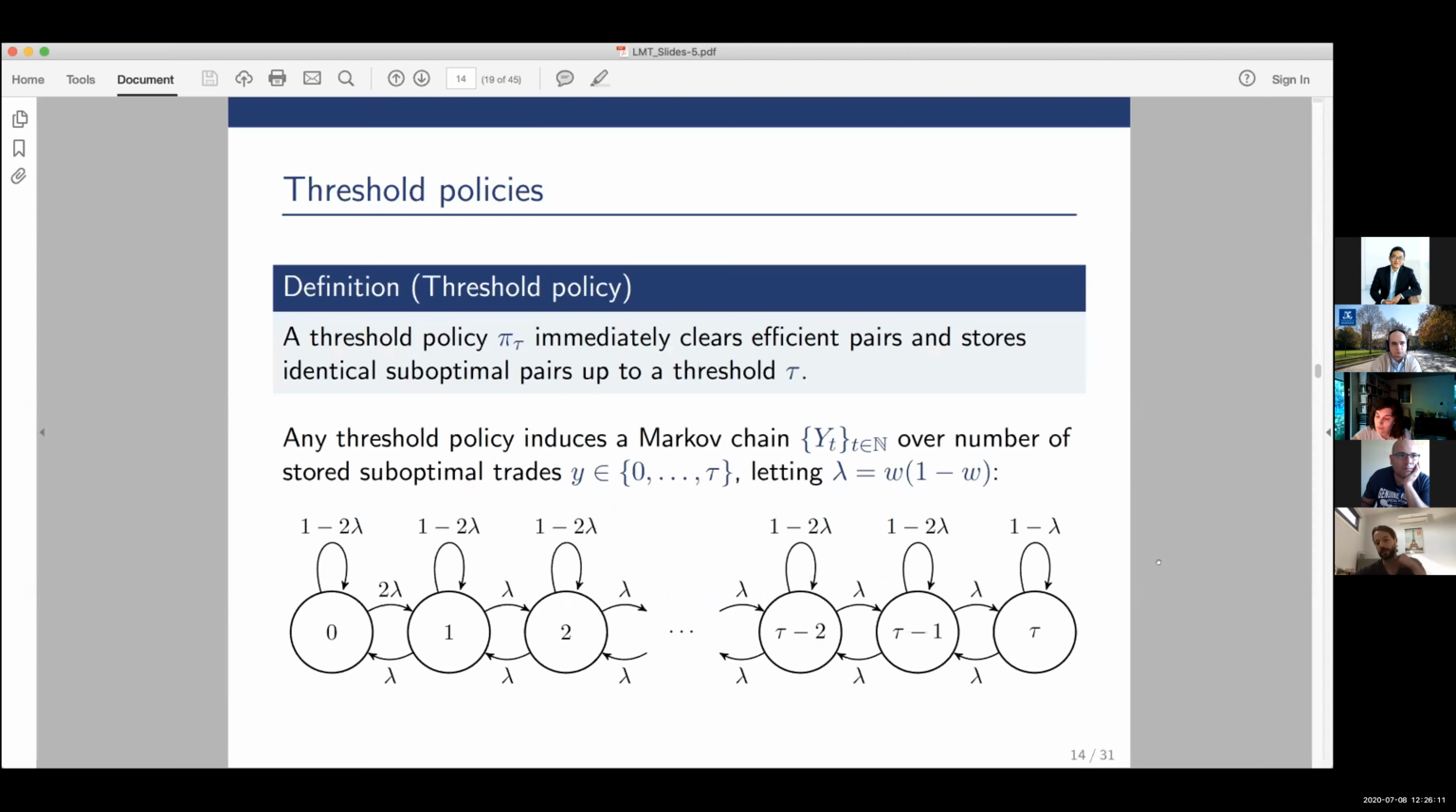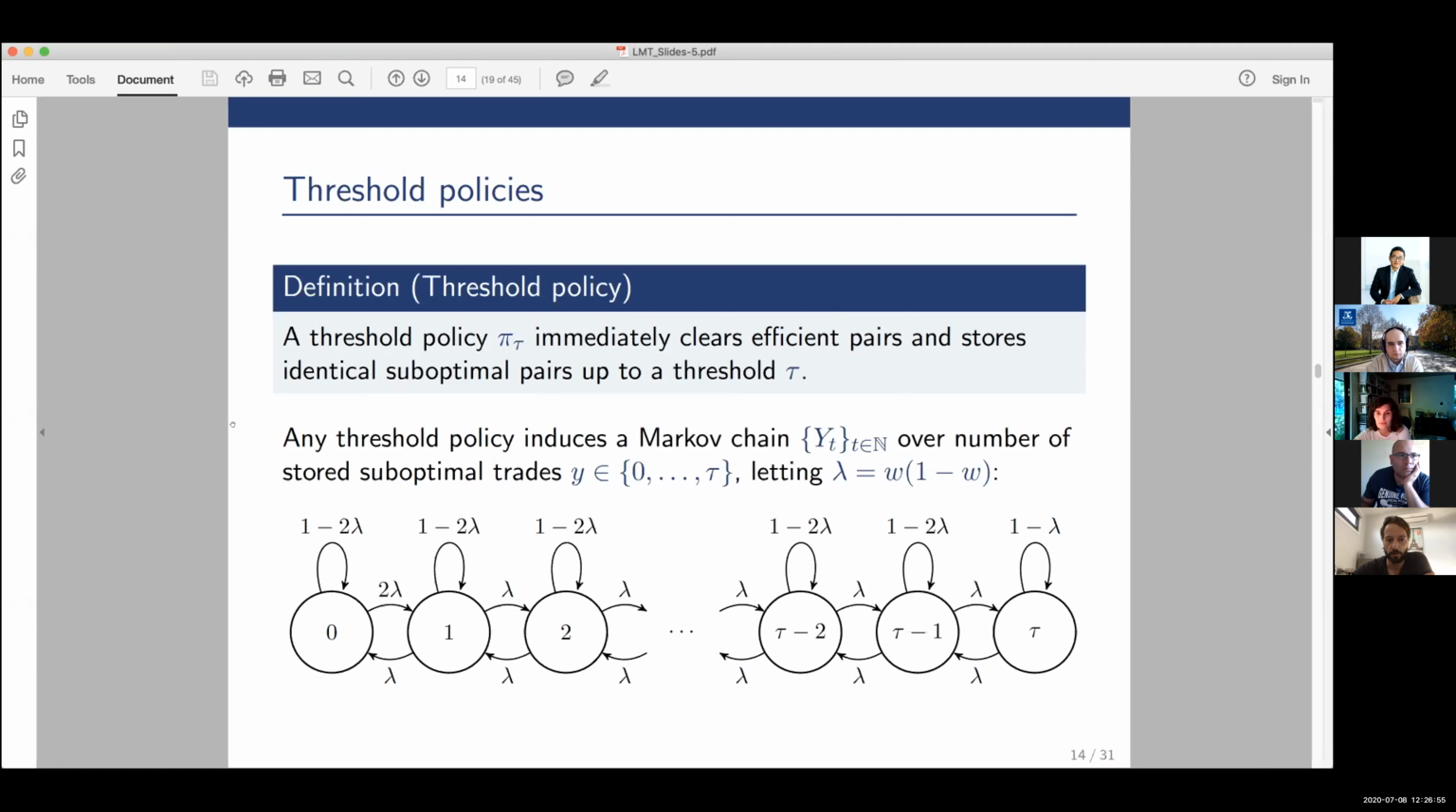Okay, so it's not going to be too surprising that threshold policies are optimal in this setting, but what is a threshold policy? So threshold policy pi sub tau immediately clears efficient pairs. So if a V upper bar and a C lower bar type arrive, you just clear that trade. That's one way to think about that. And it stores identical suboptimal pairs up to some threshold tau, right? And if the deltas were different, that's what I was trying to say before, the thresholds would be different depending on which pair you're talking about.